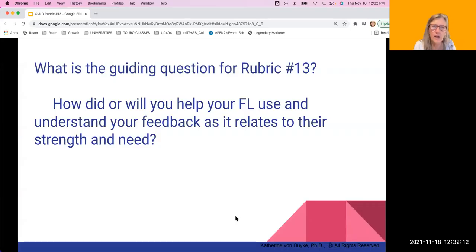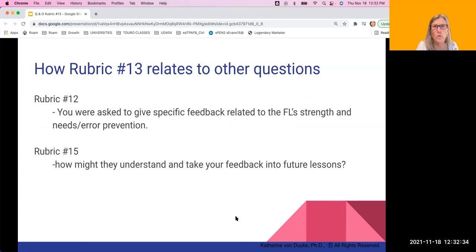So what's the guiding question behind this? What are we really being asked here? Well, how will you help your focus learner use that specific feedback that you gave them in rubric 12, and how will you help them understand, remember, extend that feedback either in a subsequent task or in the future? So the nice thing there is it's in the future. You don't have to have documented evidence like you do in task 2.